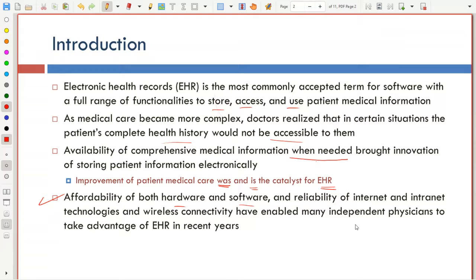And also you have wireless internet, wireless connectivity. So basically you can access it from anywhere virtually, okay? So if you have a problem connecting to all places, you can cover the rest of the places in the hospital with wireless connectivity.